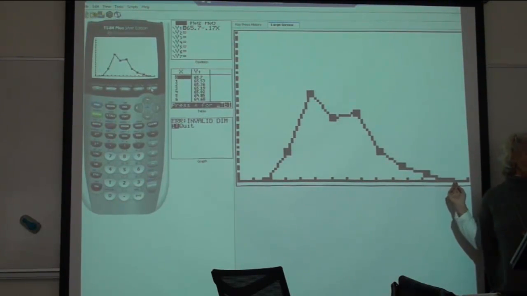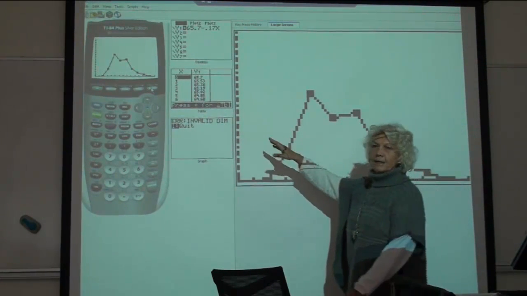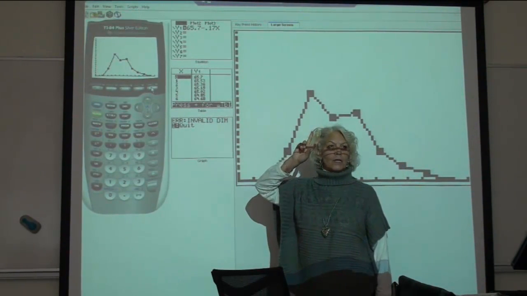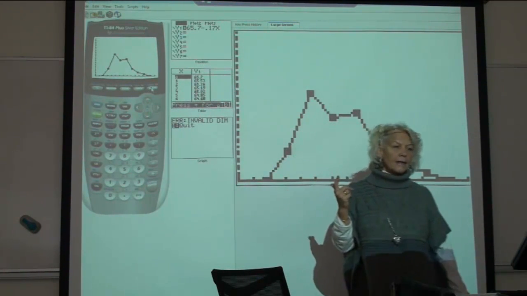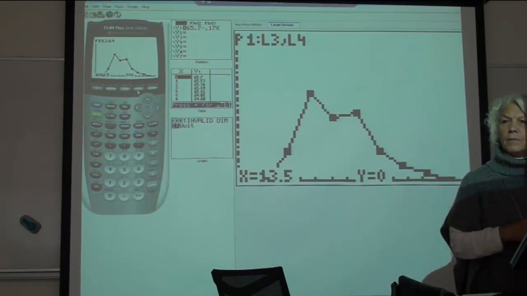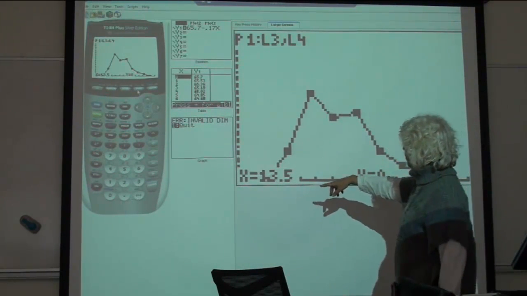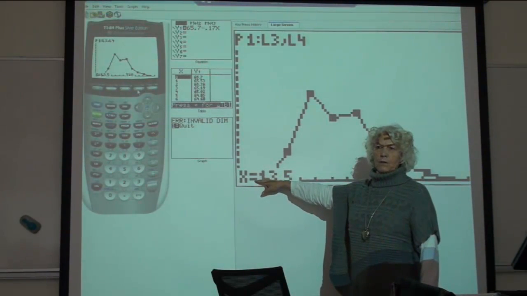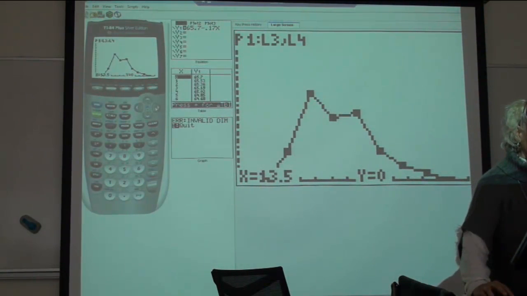Okay, so you need to go back and fix. If it gives you this error, invalid dim, it means that your two lists are not the same length. And you need to go back and check. And again, if I want to find out the values, I can trace. It's telling me that I've got plot 1 using list 3 and 4. And my first value is 13.5 and 0. And if I just arrow over or click the arrow button, it moves me to each of the values that are here.